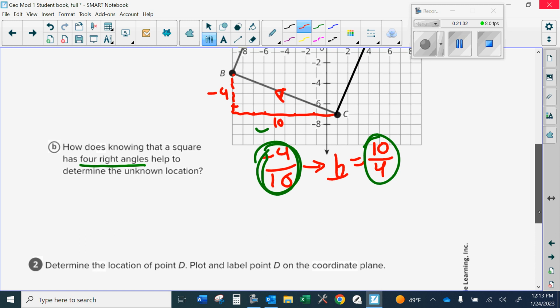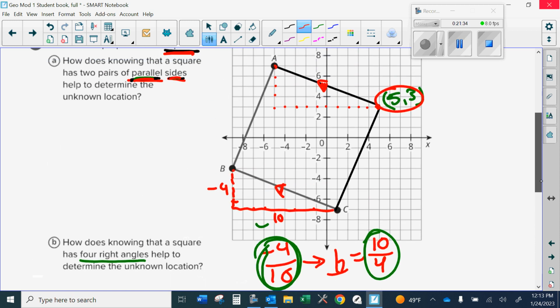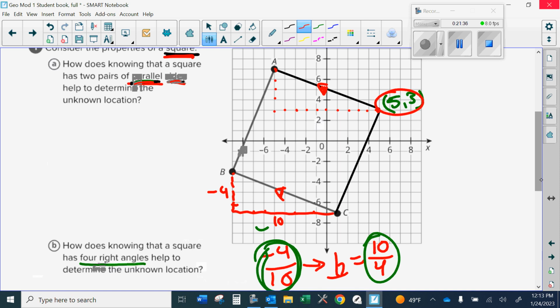How does knowing that a square has 4 right angles help determine the unknown location? Okay. Well, if I know that these are right angles, then whatever this slope is, I could do the negative reciprocal of it and go up that way. Okay, so since this slope is negative 4/10, what's the negative reciprocal of that?